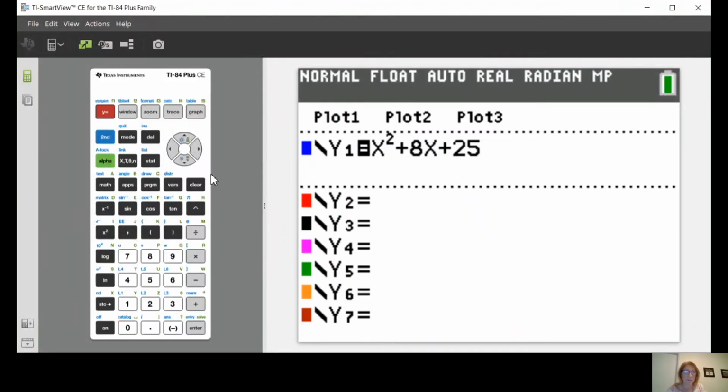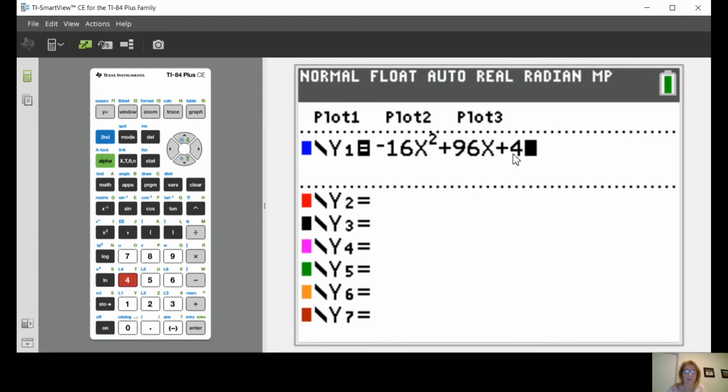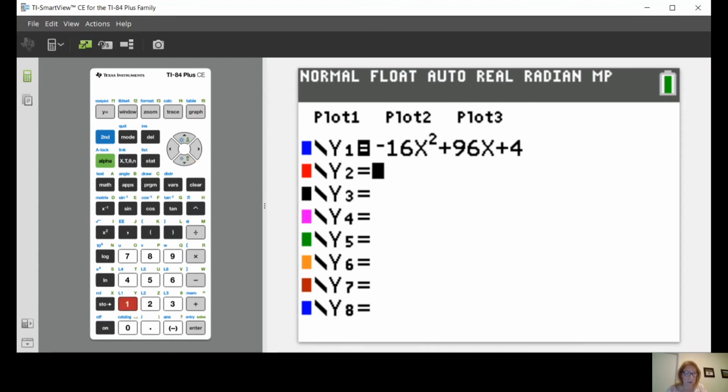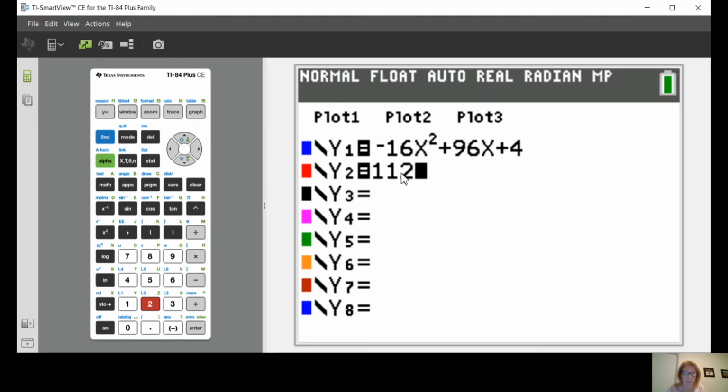Okay, so I'm going to put the left-hand side of the equation in, negative 16x squared. I know it said t in the homework problem, but we have to use x's. Plus 96x plus 4. Remember, it said it starts at a height of 4 feet. That's when the person let go of it, pitching it up in the air. And that's going to give us the graph of the height versus time. And then the second one is we want to know when it's going to be 112. So I'm going to put that here.